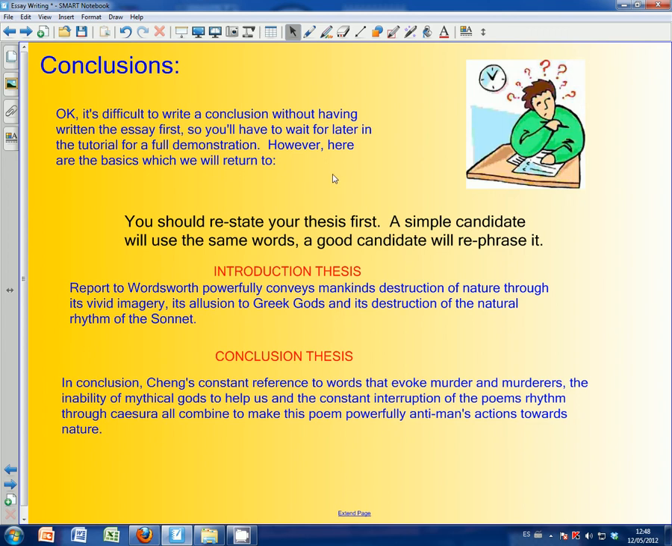So first of all, a conclusion should be quite easy if you have a good thesis in your introduction. Why do I say that? Well, because I would always start my conclusion by restating the thesis. You start your essay with a thesis that answers the question. You then have 2 or 3 body paragraphs which prove that, and then you have your conclusion which restates the thesis. However, if you just simply copy it word for word, it's quite simplistic. What you need to do is to try to paraphrase it, to rewrite it.